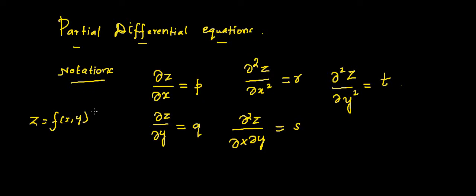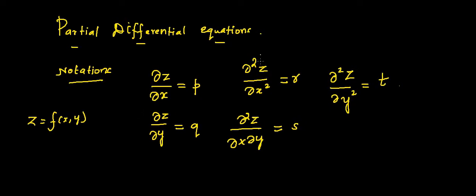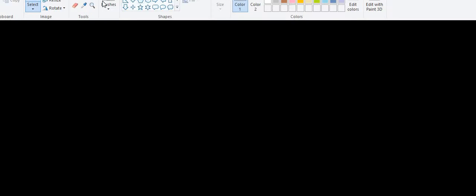Now here we are going to see a few problems where we will be eliminating the arbitrary constant. How we are going to eliminate the arbitrary constant with respect to some value. So we are going to form a partial differential equation by eliminating the arbitrary constants such as a or b or some other constants which are given in that particular equation.